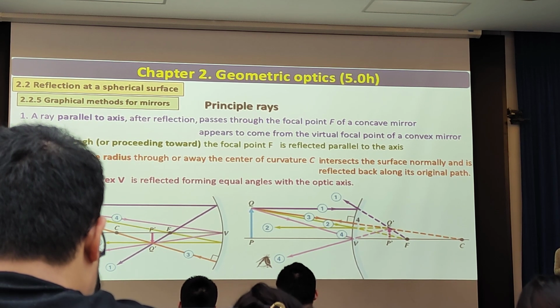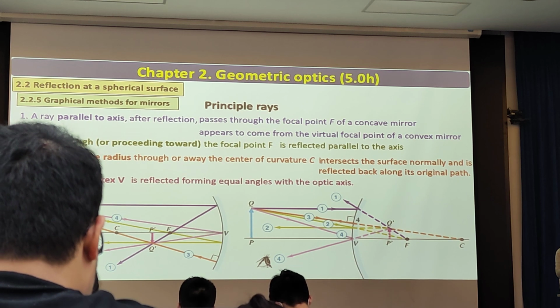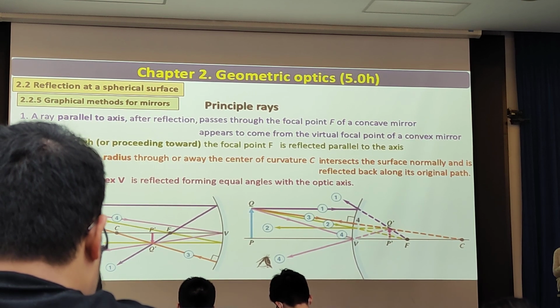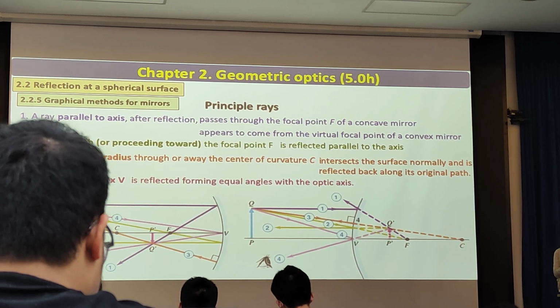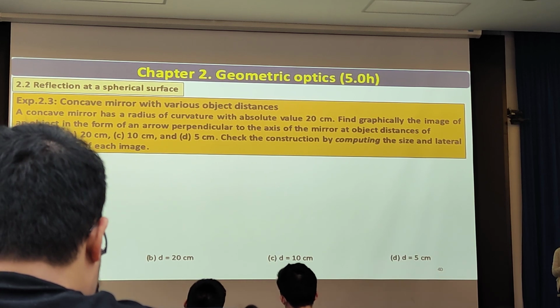So there are 4 special rays you need to keep in mind to draw to find the image, and you need only 2 rays in order to find the image. So very clear this part, right? For this example, you can do it yourself at home. Okay.